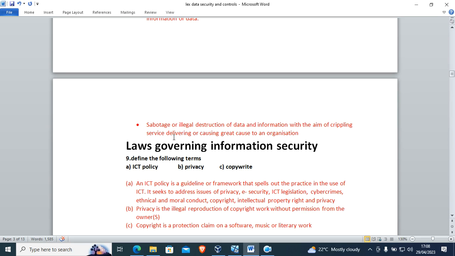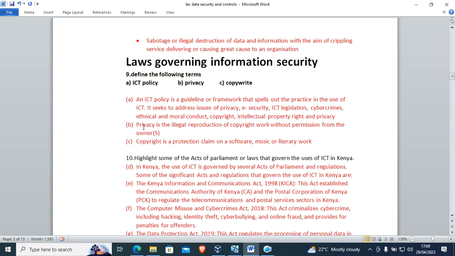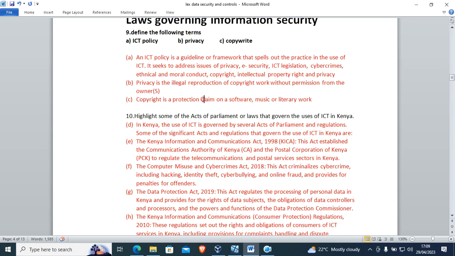Somebody receives a strike. Then we have sabotage or illegal destruction. Assume a situation whereby somebody cracked a certain school or college, and then there was misuse of funds. This guy takes the hard disk and burns it or throws it in a latrine or in a dam so that information or evidence cannot be gotten from the machine. That is sabotage, or even burning the office to make sure that all ICT gadgets are destroyed.